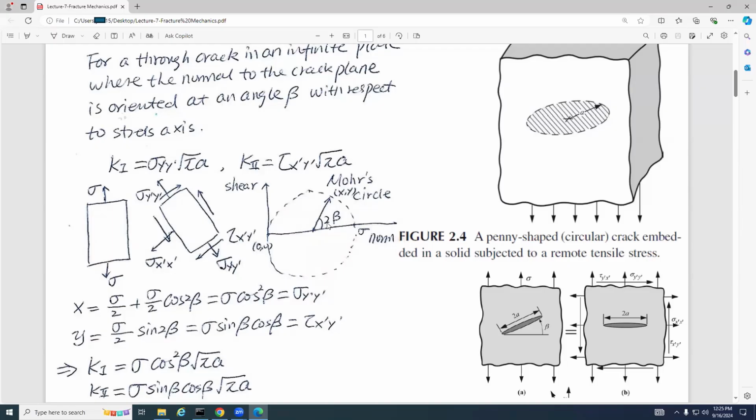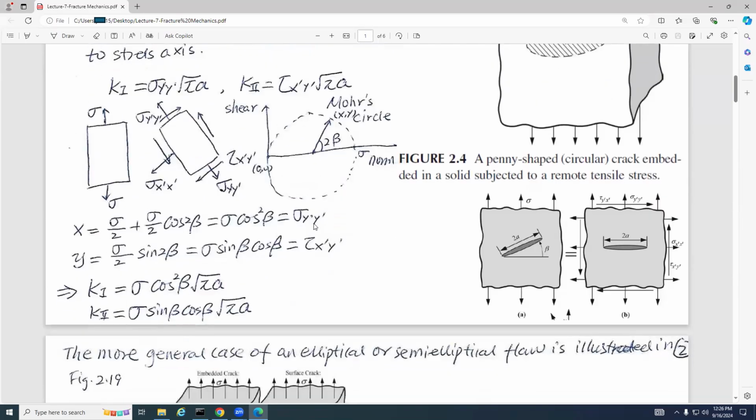Questions so far? You can see when this crack face is not perpendicular to sigma, you will have both K1 and K2. And how to calculate using these two equations? I hope you follow me very closely. If you follow me very closely in class, you don't need to spend more time. Questions so far?